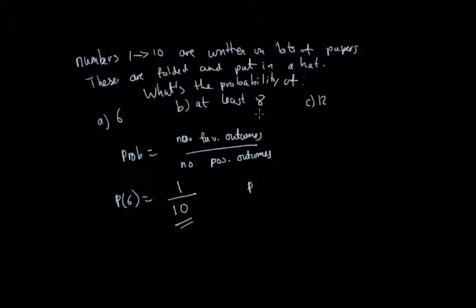Now the probability of at least 8. So it'll be 8 or greater. So the possibility of either an 8, a 9, or a 10. So there's 3 favourable outcomes, and there's 10 possible outcomes. So it's 3/10. You can't simplify that. And the probability of getting a 12, well, there's no 12 written on any of the paper. So there's 0 ones with the 12 on it out of 10, which is 0. That's logical.